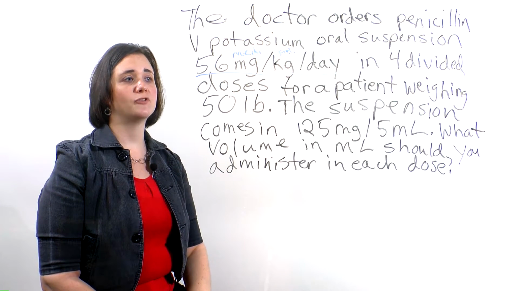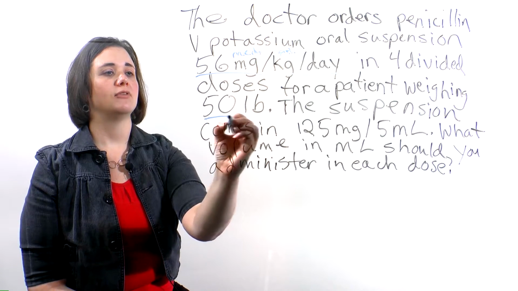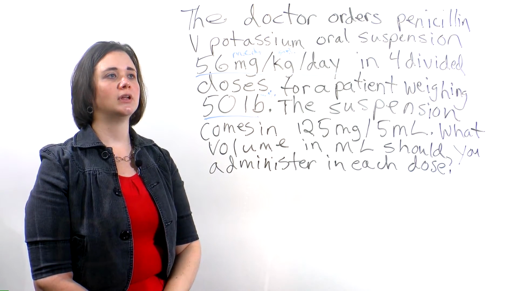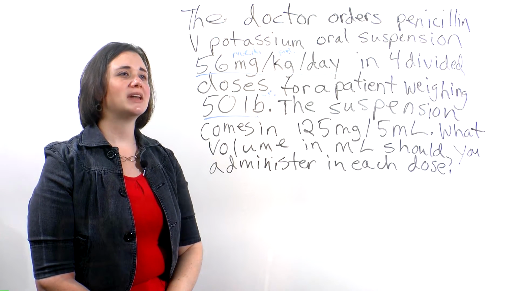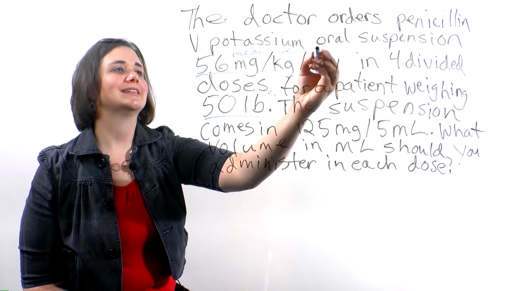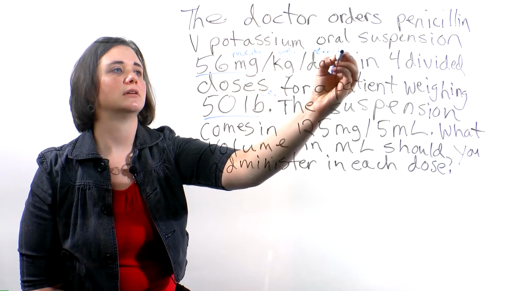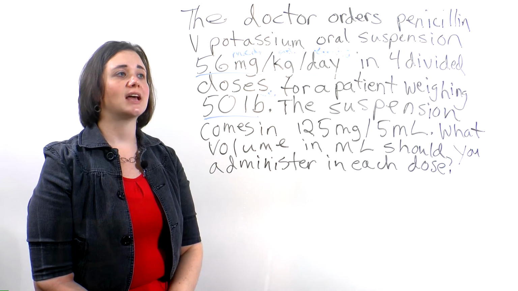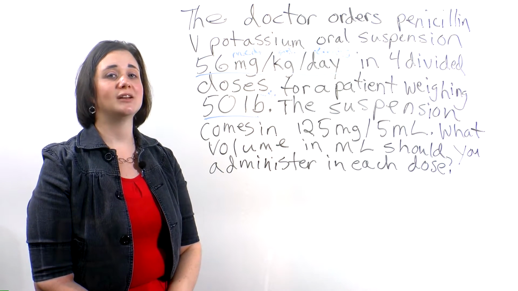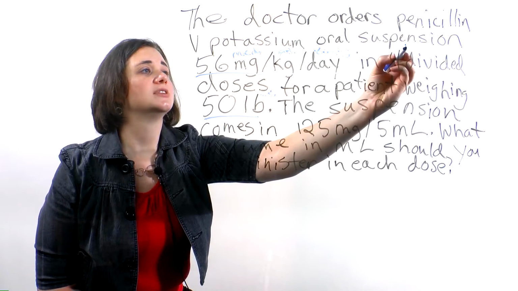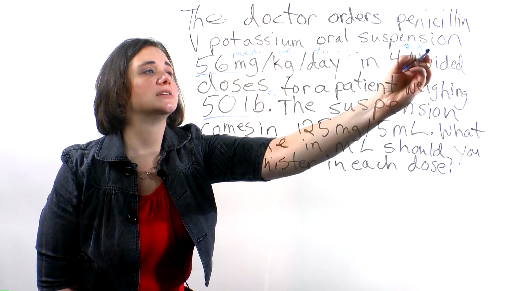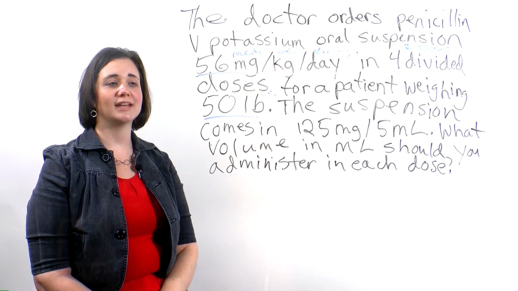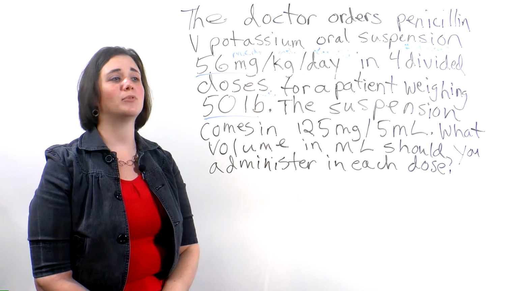In 4 divided doses for a patient weighing 50 pounds. So again, this is my patient weight. Now I'm giving them this much medicine per day. So this is a timing component. But it also tells me I want it divided into 4 doses. I'm not going to give them the whole batch of medicine at one time. So this is my number of doses. Whew, that's a lot of numbers so far, and we're only halfway through the problem.